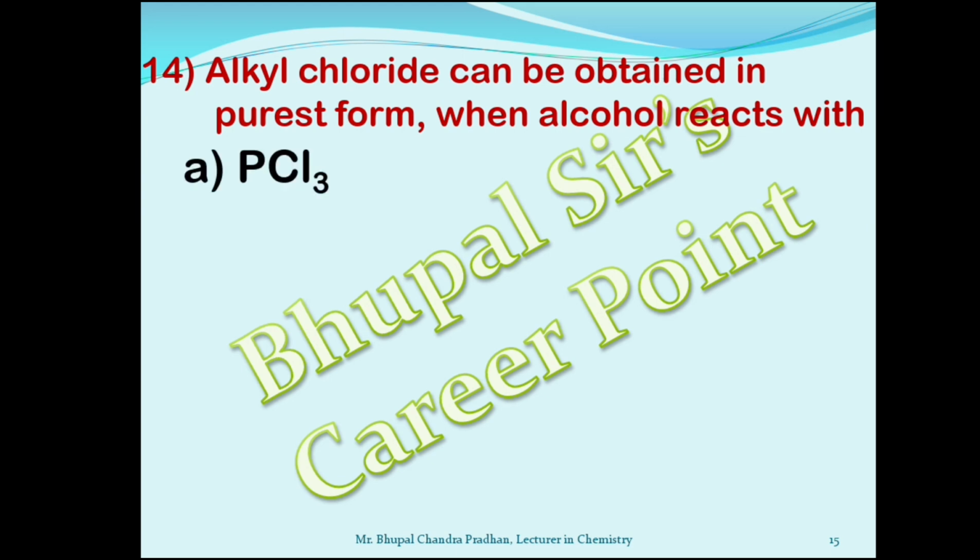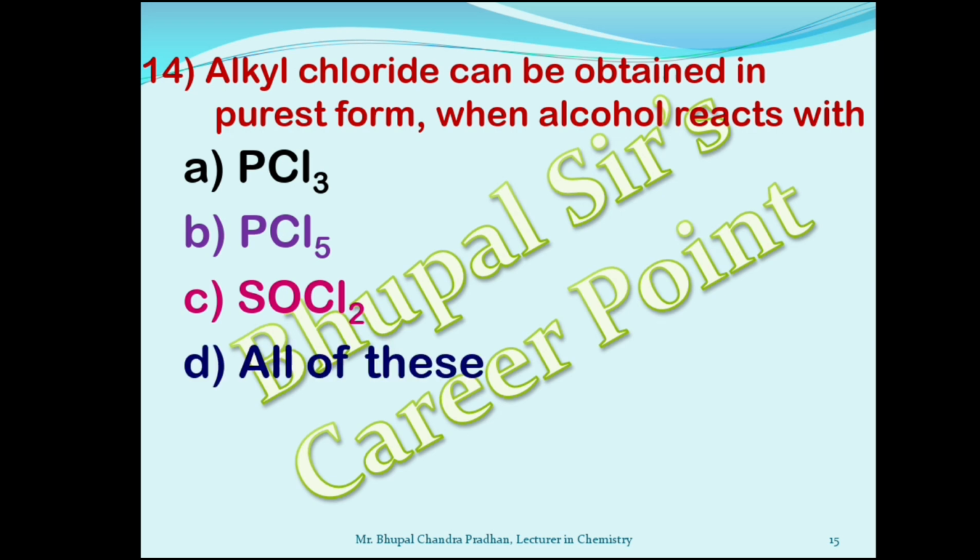Option A, PCl3. Option B, PCl5. Option C, SOCl2, thionyl chloride. Option D, all of these. How is alkyl chloride obtained from alcohol?